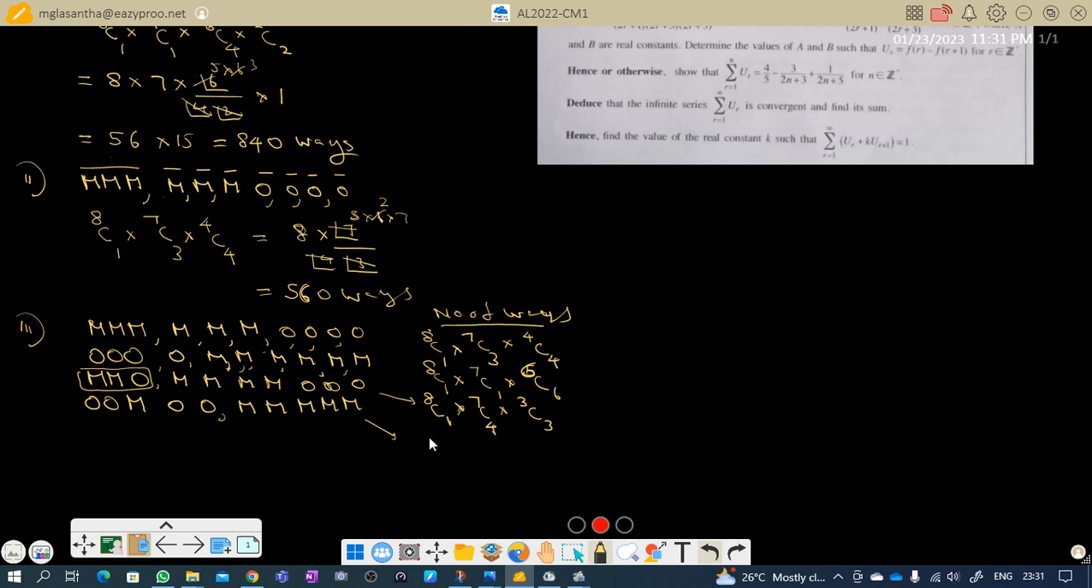So 8C1 into the OOM, there's a single block. You can select one in 8C1 ways. Two O's, you can select in 7C2 ways. For the balance, 5 mangoes distributed in 5C5 ways, in only one way, right?